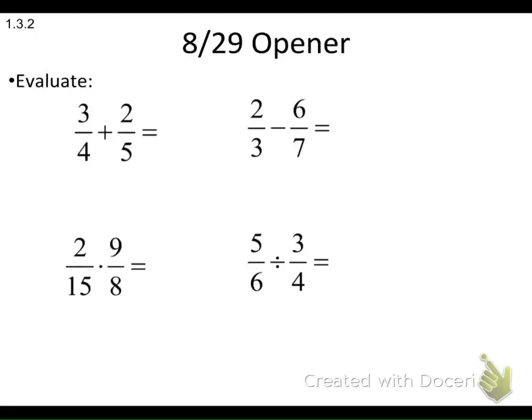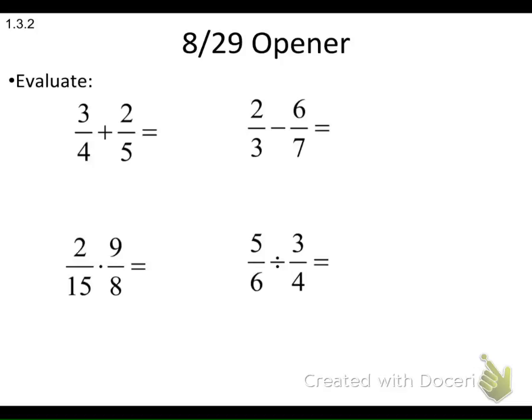Okay, so today we're going to continue on with adding, subtracting, multiplying, and dividing fractions. The top two we covered in our notes yesterday, adding and subtracting fractions. According to our notes, if I'm looking at 3/4 plus 2/5, can I just go ahead and add my numerators if I don't have a calculator? Why or why not?